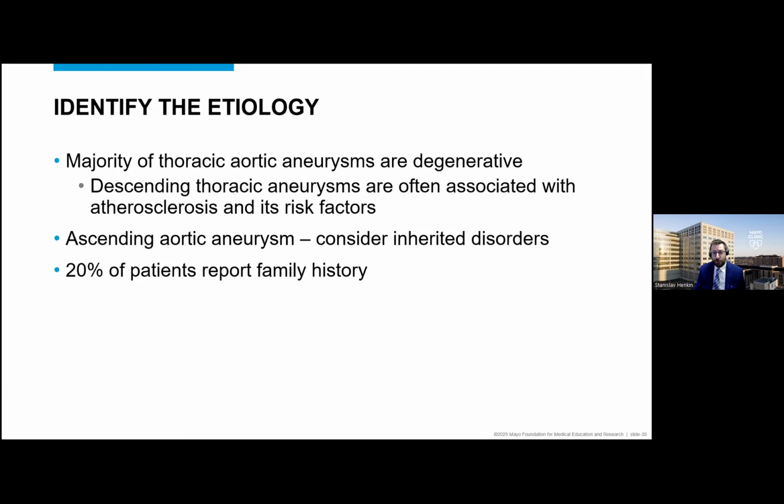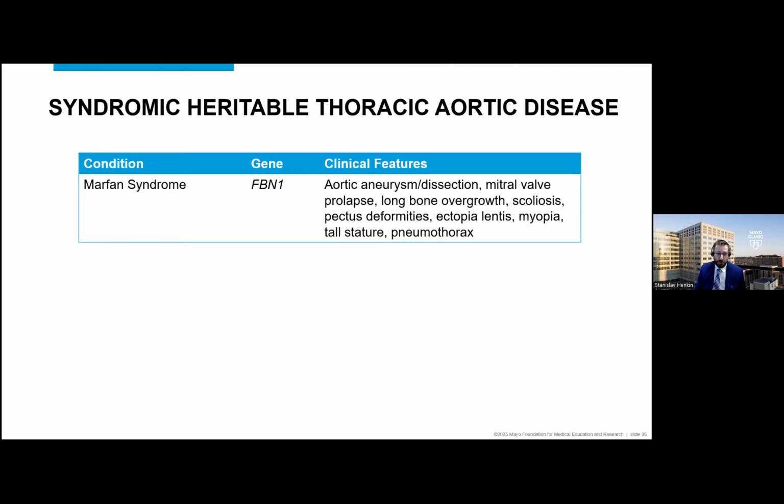So the big syndromic heritable connective tissue disorders that we need to consider: number one, Marfan's. This can be a never-miss situation for our patients. This is a pathogenic mutation in FBN1 that encodes a connective tissue protein. The clinical features associated with it include aortic aneurysm and dissection, but also mitral valve prolapse. That's why echo is critical. Long bone overgrowth, scoliosis, myopia, tall stature.